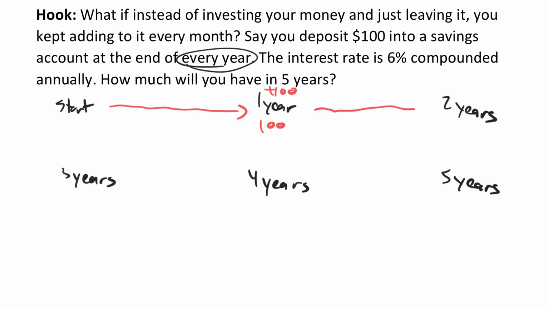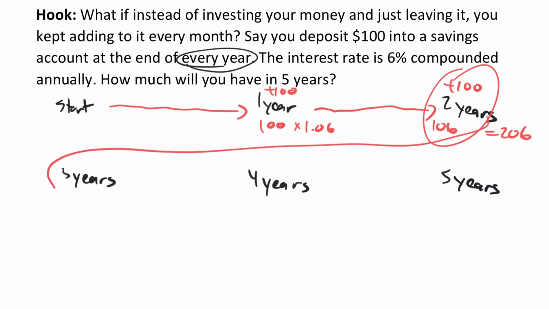All right, another year goes by. At the end of 2 years, we're going to get interest on that $100. So times by 1.06, and we'll have $106. And we add another $100, so now we have 106 plus 100, so 206.